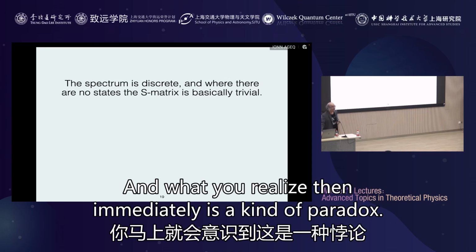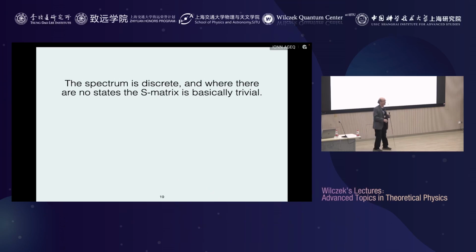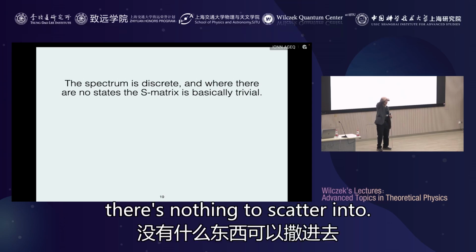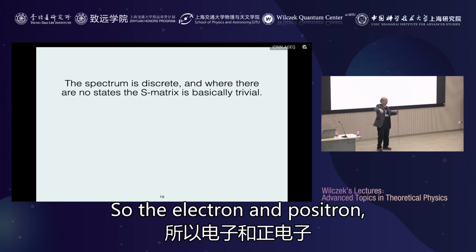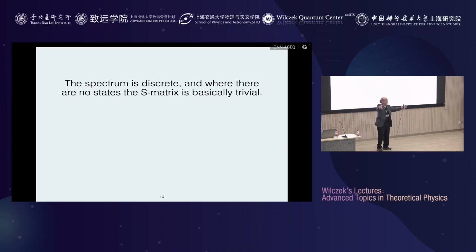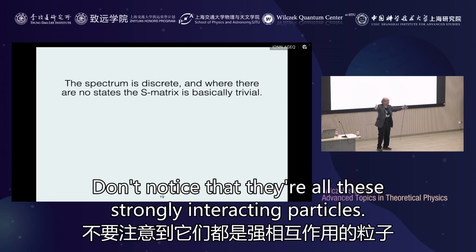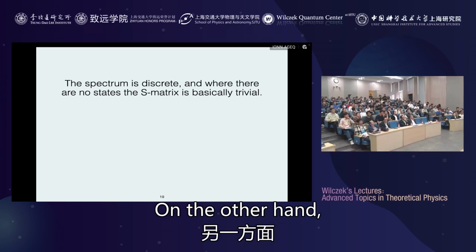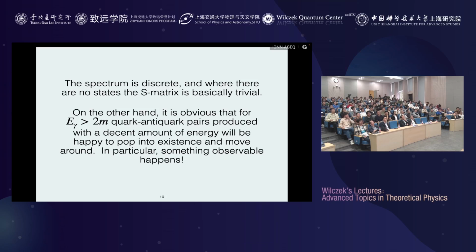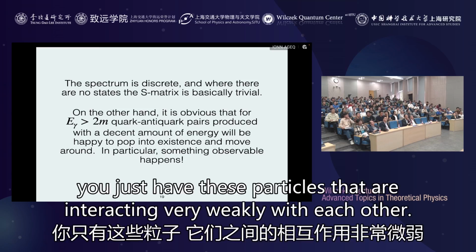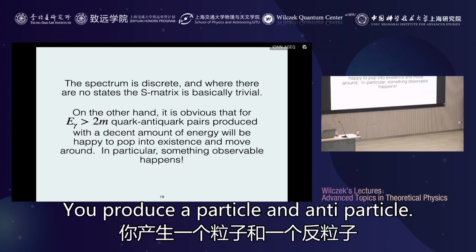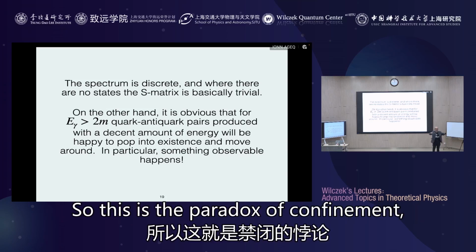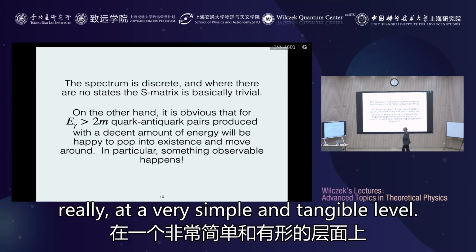And what you realize then immediately is a kind of paradox. When the energy is not one of these bound state energies, there's nothing to scatter into. There's nothing there. So the electron and positron don't notice that they're all these strongly interacting particles. They just propagate through. On the other hand, it's obvious physically, you just have these particles that are interacting very, very weakly with each other. You produce a particle and antiparticle. They should move freely. So this is the paradox of confinement, really at a very simple and tangible level.